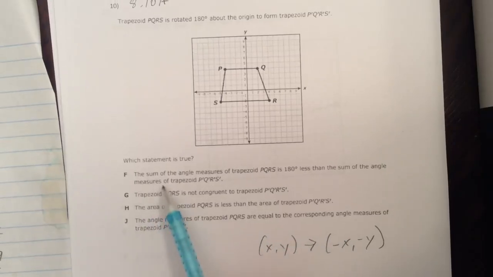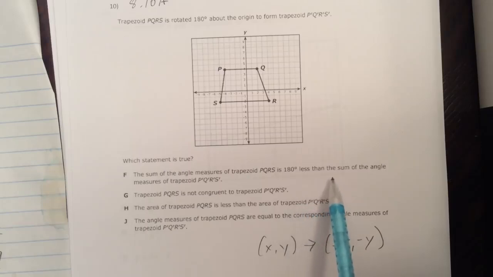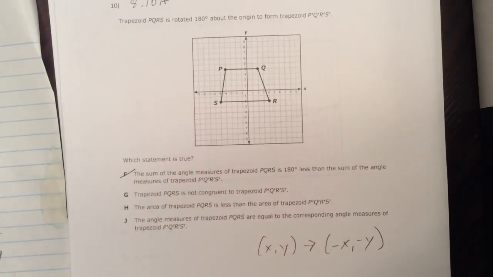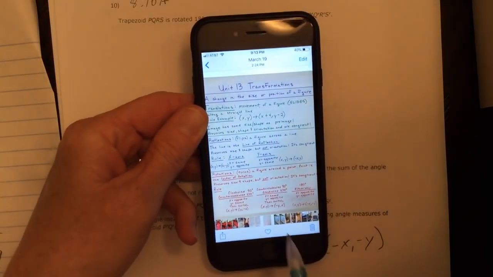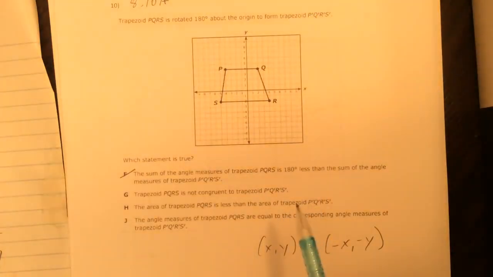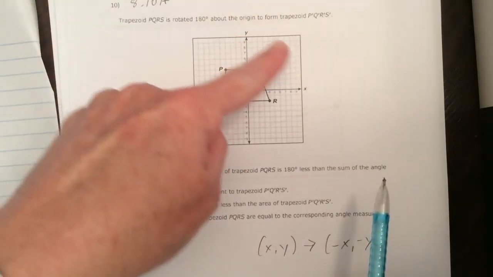So we know F is not correct because the measures are not going to be less. The angles are going to remain the same when it's rotated, so that's not the answer. Trapezoid PQRS is not congruent to trapezoid PQRS prime. That is not correct. As you can see, rotations are congruent. Okay, it's the same shape, it's just rotating.